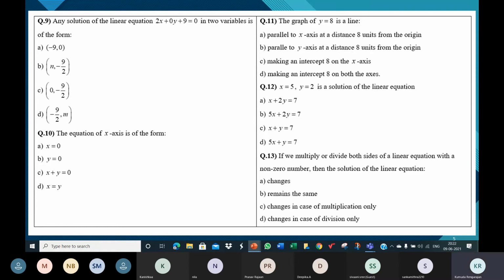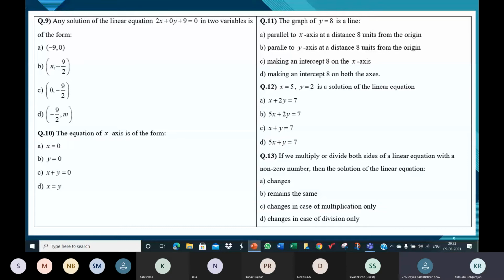Yes, what's the answer for the 9th one? D is the answer for the 9th one, I think, ma'am. D. Okay. Others? D, ma'am. Can you explain that, Shreyas?